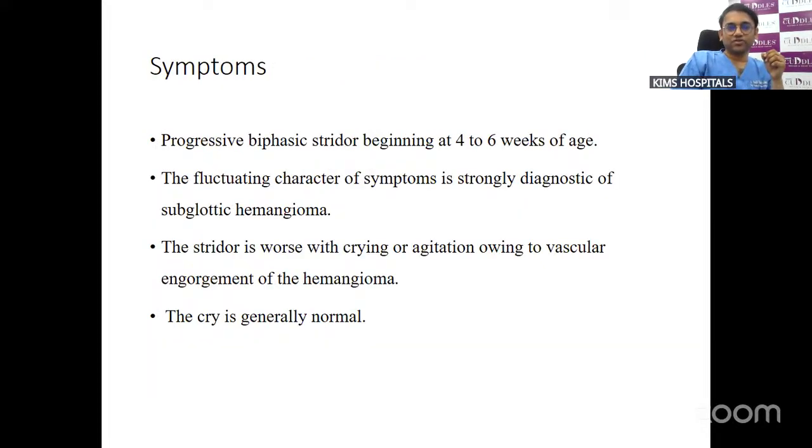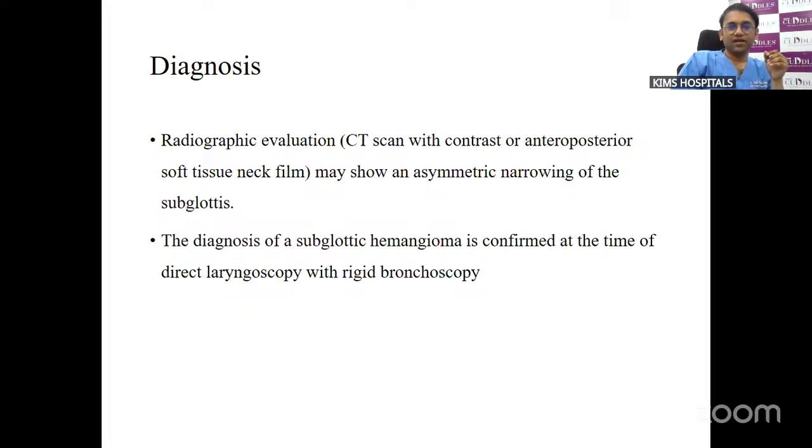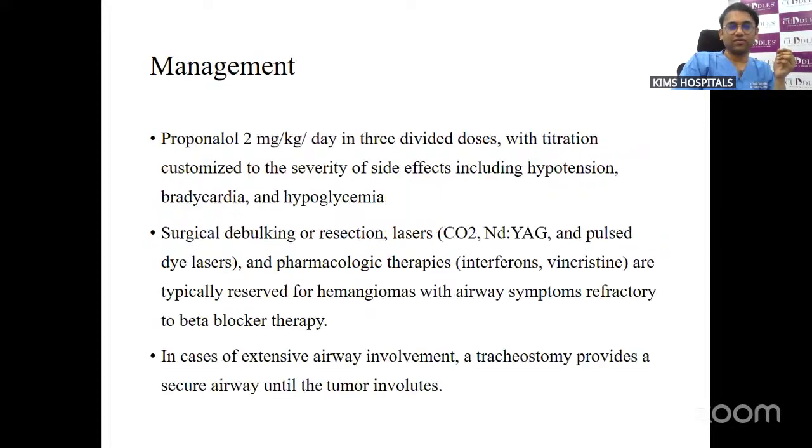They have a progressive biphasic stridor beginning around 4 to 6 weeks, when the hemangioma starts increasing. The fluctuating character of the symptoms is strongly suggestive of subglottic hemangioma. The stridor is worse with crying or agitation because the hemangioma becomes vascularly engorged. The cry is generally normal. You can get a CT scan, where you see asymmetric subglottic narrowing. The narrowing is usually confirmed with direct laryngoscopy and rigid bronchoscopy.